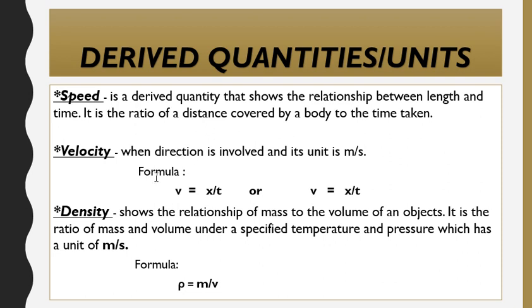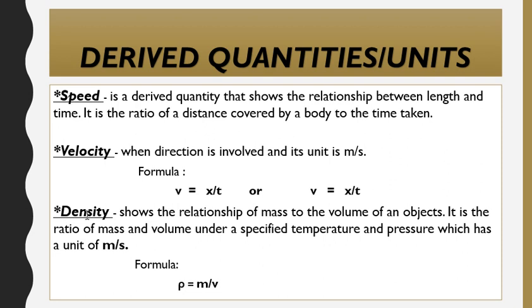So the formula for the speed is we have this symbol, small v, or speed is equal to x, that is for the length, or sometimes it is d, small letter d, over t. T is for time. The same goes for velocity, but usually there is a bar above this symbol v. So another derived quantity is density.